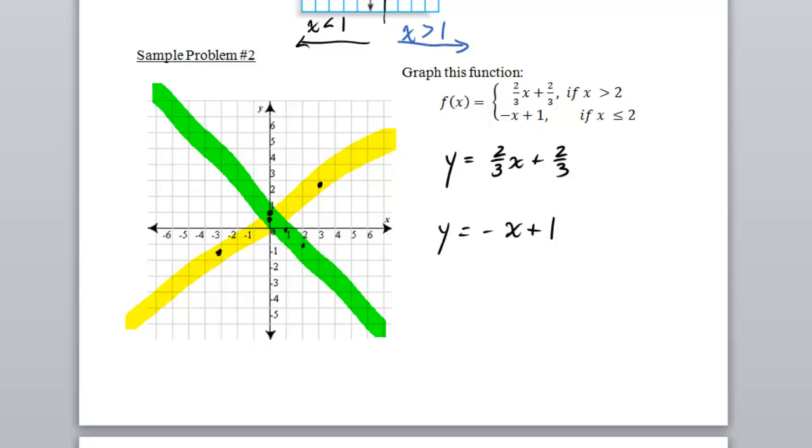Now, you can clearly see that that's going to create a vertical line test issue. So what I'm going to do here is look at my boundary. And my boundary in this case is x equals 2. So at 2, I'm basically creating just a barrier that I need to graph the two pieces on. So we can see on this one, 2/3 x plus 2/3, I need all of the x values that are bigger than 2. So I'm going to take that original line that was roughly right here, and I'm just going to continue that in that direction.